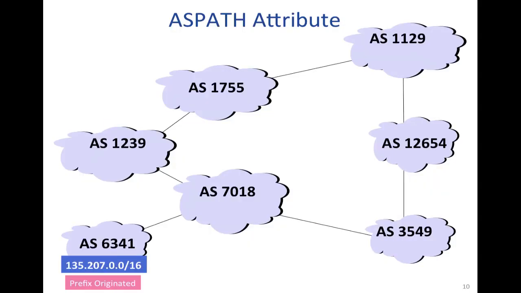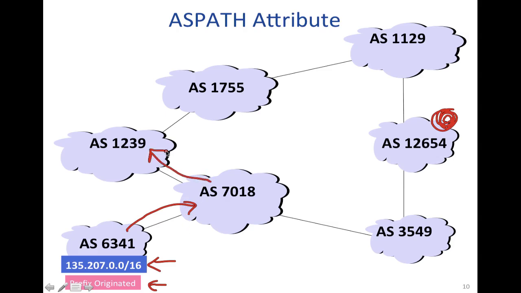Let's take a look at how the autonomous system path, the AS path attribute, might work. So we'll look at an example of how we might pick the shortest path. So let's say that we are sitting over here at this particular autonomous system, and we're hearing about a prefix that originated down here. Here's the prefix 135.207.0.0/16, and it originated from here. And so it will initially be advertised up here, and then it'll be advertised up here.